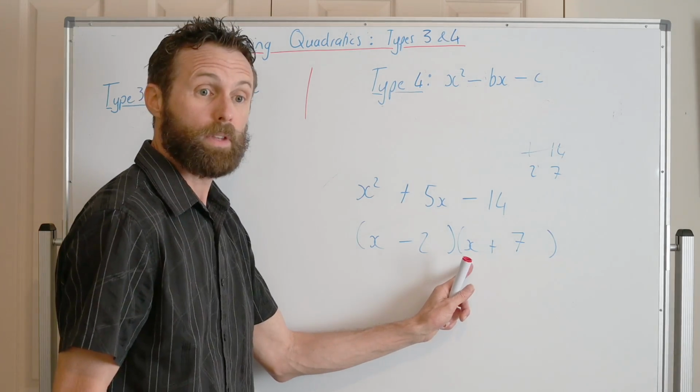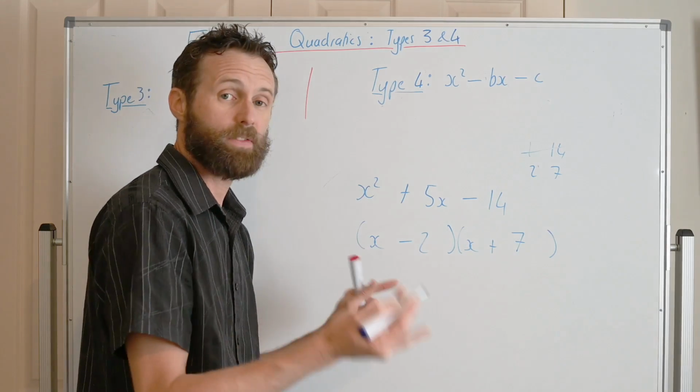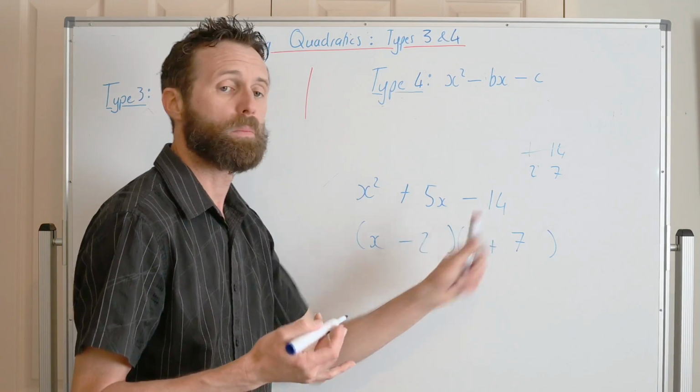X squared, f, o, outers, positive 7x, inners, minus 2x. 7x minus 2x is 5x. And lasts, minus 2 times 7, minus 14.